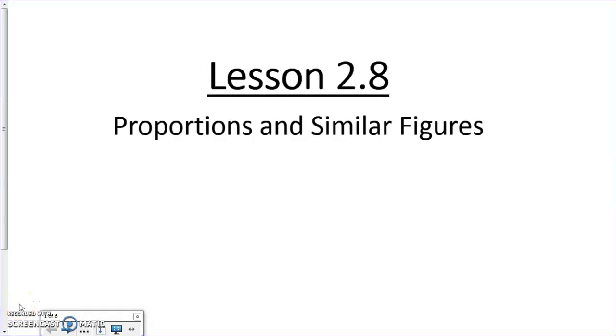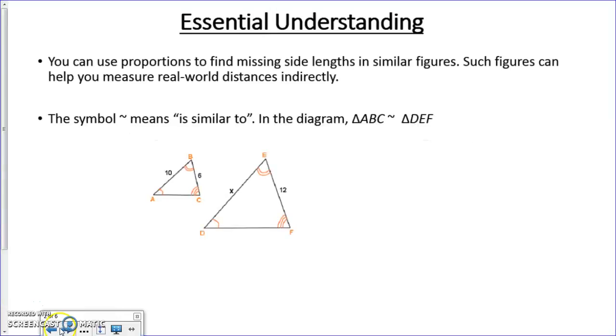Lesson 2.8, Proportions and Similar Figures. There is no vocabulary for this section, so you can automatically just write this down in your notes. You can use proportions to find missing side lengths in similar figures. Such figures can help you measure real-world distances indirectly.